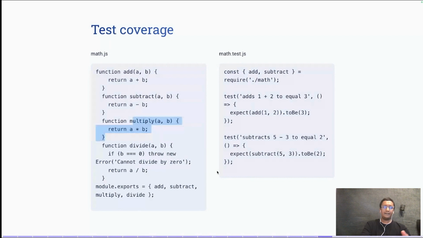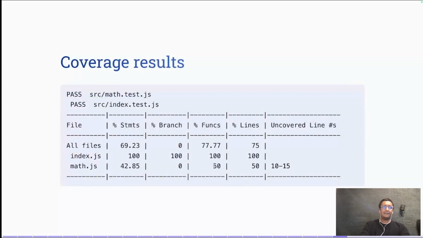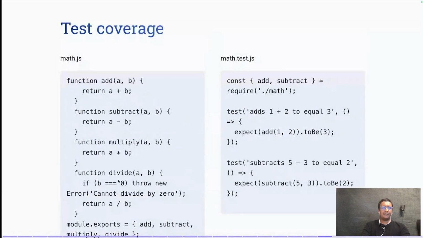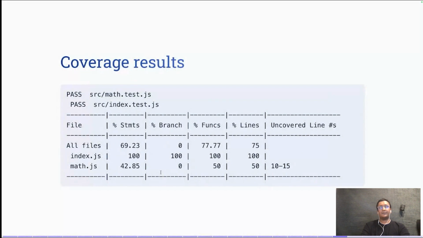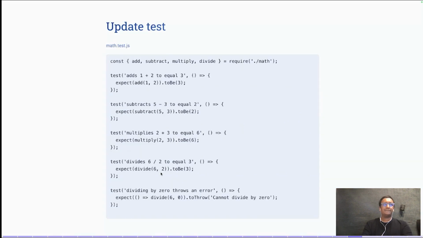So when we try getting coverage for this file, which is math.js, we'll get a result something like this: 50% of the functions have been covered, 50% of the lines have been covered, and 50% of the lines have been left uncovered when we were writing the test cases. And it even provides us the line numbers for which we have not written test cases. So the lines are from 10 to 15, which are basically from return a multiplied by b to return a divided by b. So this is how we can get the coverage of our files. It will simply tell us that yes, you have been missing test cases for these lines.